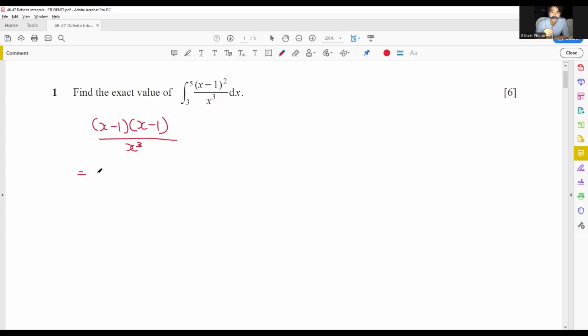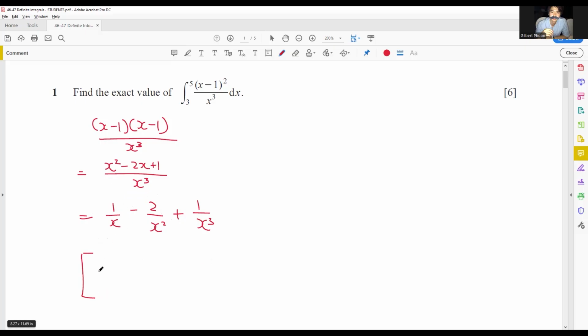cubed. This would equal x squared minus 2x plus 1 over x cubed. And when we simplify this, x squared over x cubed, you have 1 over x; minus 2x over x cubed, you have 2 over x squared; and lastly, 1 over x cubed, you have 1 over x cubed. Okay, from here, what we're going to do is integrate this and put it in between the limits of 5 and 3.